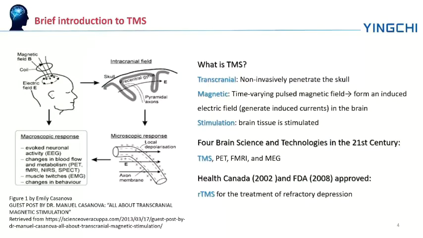First, what is TMS? It applies a time-varying pulse magnetic field to form an induced electric field in your brain, which generates induced currents. Thus, the brain tissue and neurons inside the skull are stimulated. The whole process is non-invasive and painless. TMS is one of the four brain science and technologies of the 21st century, and it was approved as early as 2002 for refractory depression.